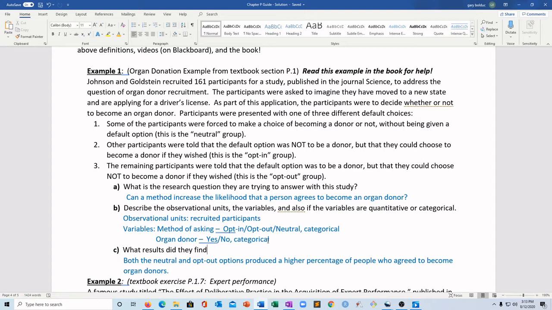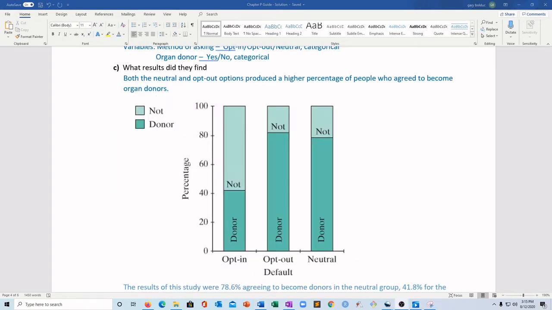Boom, that's it. From each participant, I can get those 2 pieces of information. What did the results say, or what did they find? Well, if you go back through the book, you see that both the neutral and opt-out options produced a higher percentage of people who agreed to become organ donors. So they provided a chart. So here's the chart that they gave in the book.